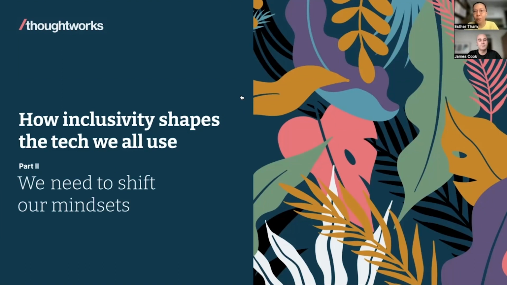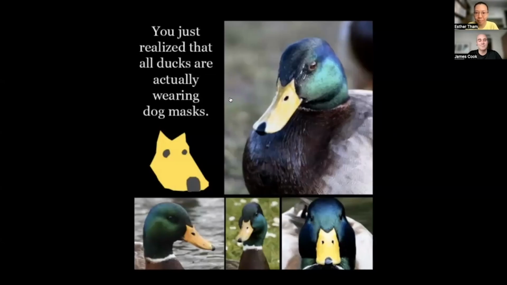In part 2, we need to shift our mindsets. I want to rewire your brains to change your perspective so you don't look at things the same way ever again. All ducks look perfectly normal at first, until you are told that all ducks are actually wearing dog masks. Once you see it that way, it's impossible to unsee.